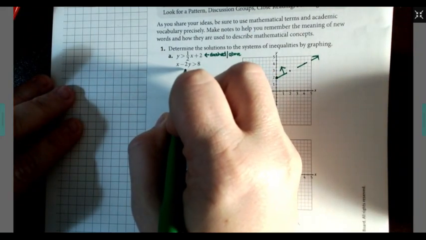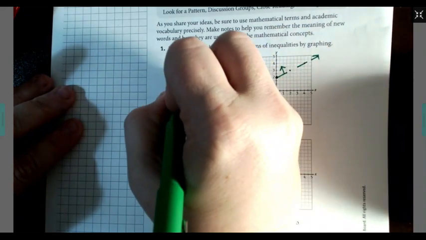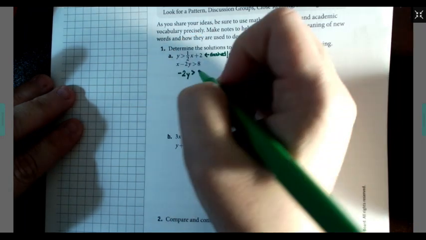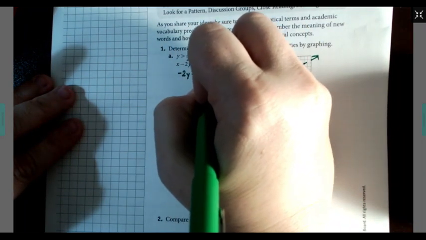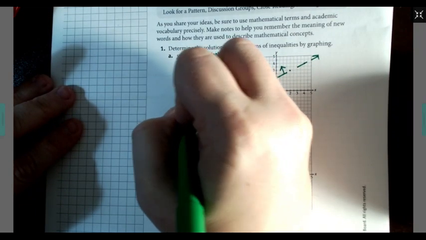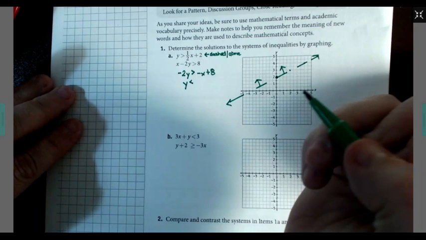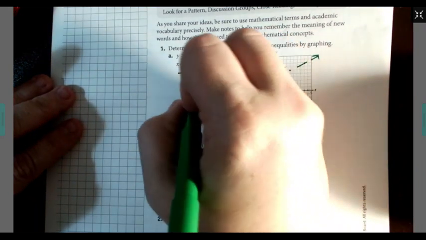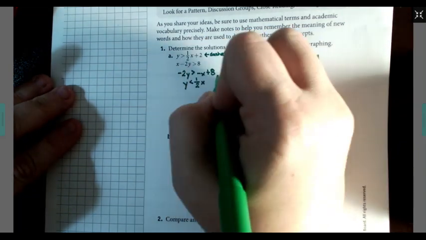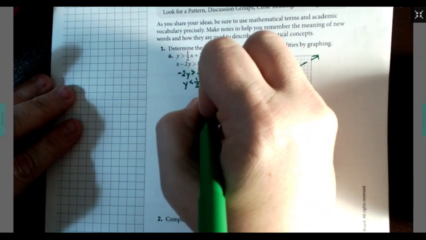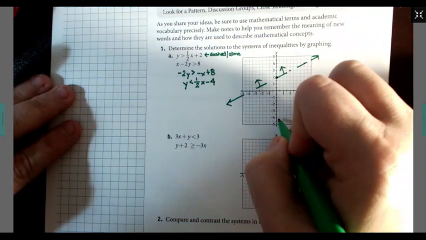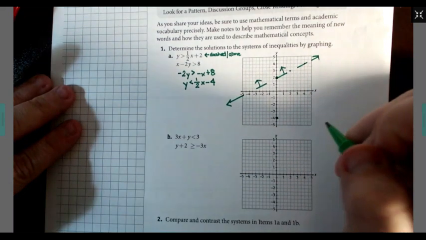All right, we need to solve this for y. We've got negative 2y is greater than negative x plus 8. We want to divide by negative 2. So we're going to have y is less than, because we're dividing by a negative, 1/2 x, and we are dividing by a negative 2, so this is going to be minus 4. So we're going to have negative 4.